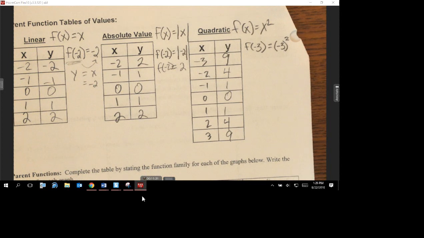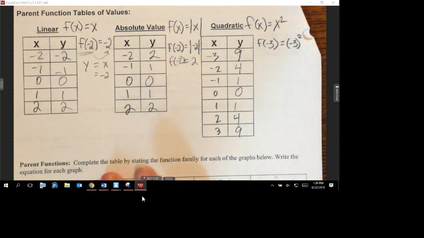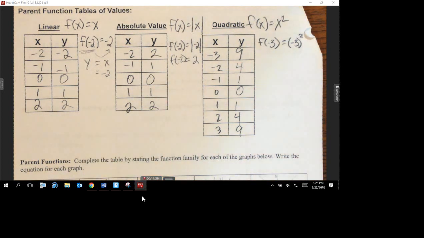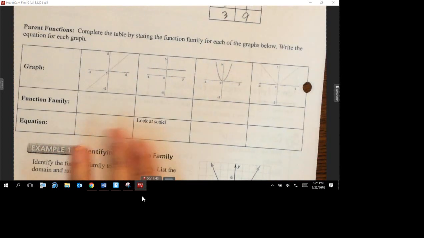This is the parent function. You need to know the parent function. As you're doing your homework, you have to know it by tomorrow, but as you're doing your homework, have this handy. So looking at these, we're not going to take a whole lot of time to spend on these, but look at this.